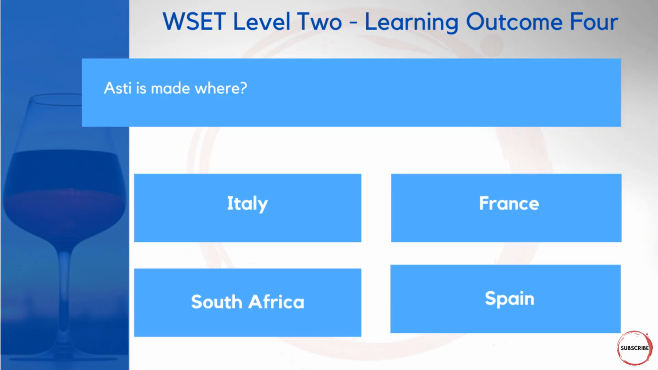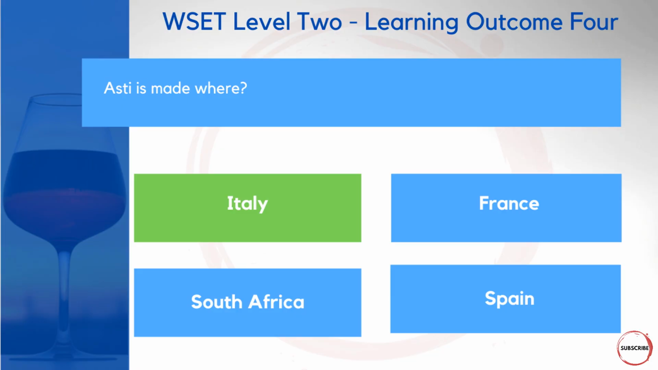Is it Italy, France, South Africa or Spain? Now you only have to go back to the previous card to know that we covered off Asti as a geographical indicator for Italy. I do think that this is a simpler example of a question. But now when you're learning about where the countries are associated with the various styles of sparkling wine, you will also learn about the types of methods that are used to produce those.